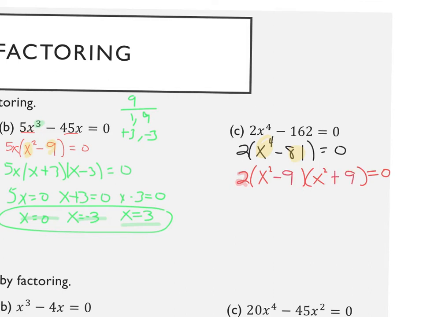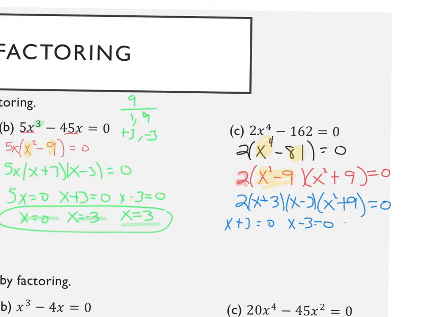But are we done factoring? And hopefully you recognize that we have already technically factored x squared minus 9. We factored that in the previous example. So we know we'll have x plus 3 and x minus 3. However, the x squared plus 9 doesn't factor into a real solution. It actually ends up being a complex solution. So the 2 is irrelevant because I know 0 divided by 2 is 0. So we set x plus 3 equal to 0, x minus 3 equal to 0, and x squared plus 9 equal to 0.